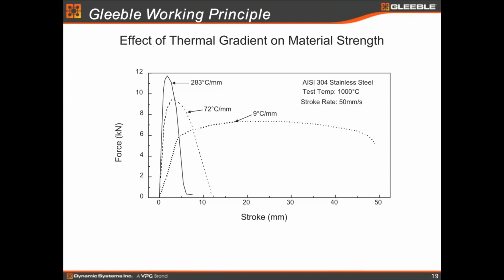As I just said, you would think the strength is only dependent on the temperature and the strain rate. Nope. Look at this. At 1000 C and 50 millimeter per second, the strength is almost doubled, from 9 C per millimeter to 283 C per millimeter. Almost double. Look at it from the UTS standpoint, and the elongation was even almost 5 times different.